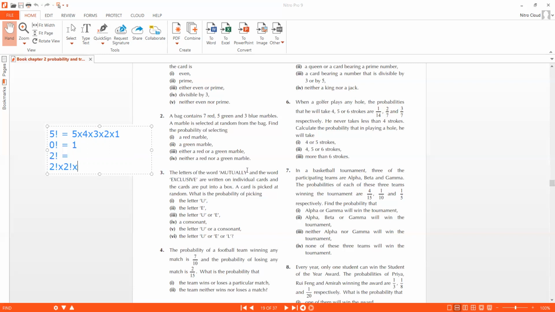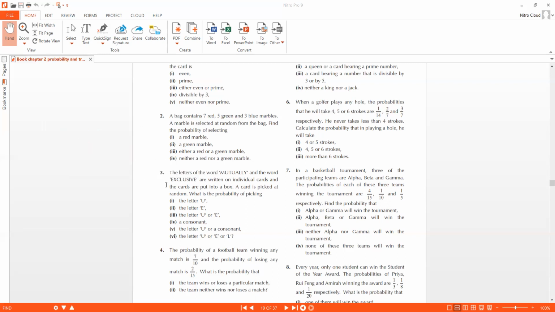The letters of the word MUTUALLY EXCLUSIVE are written on individual cards. A card is picked at random. What is the probability of picking U? Individual letters are written on individual cards. So how many U are available over here? Three. Three U are available over here.